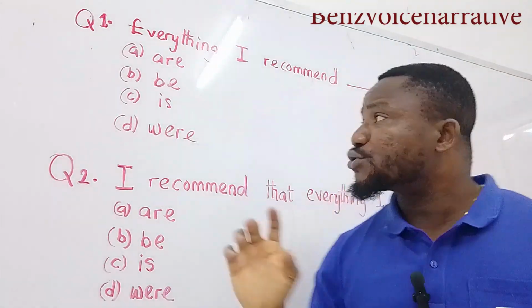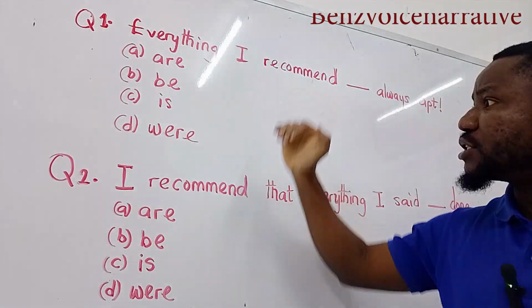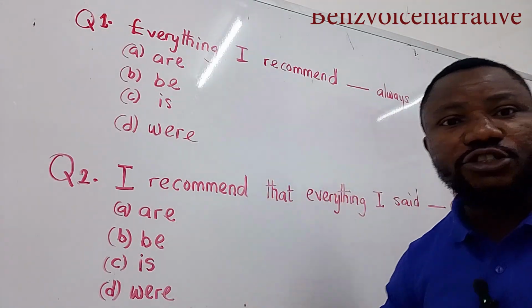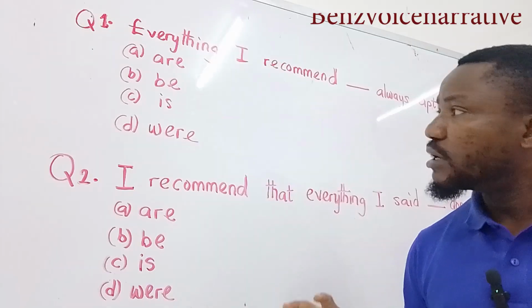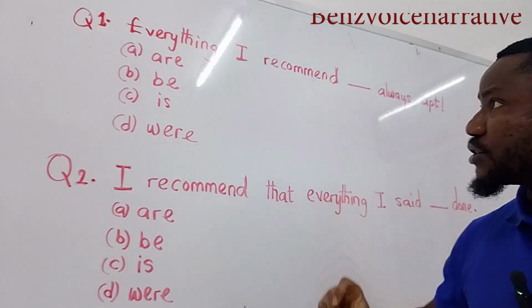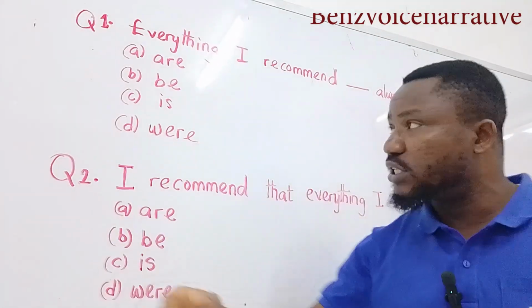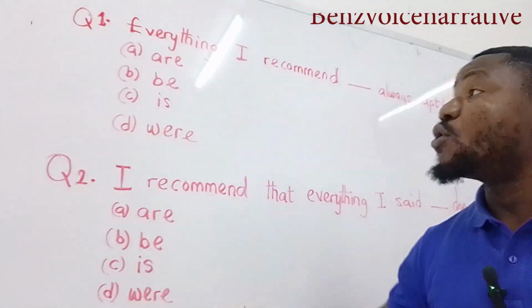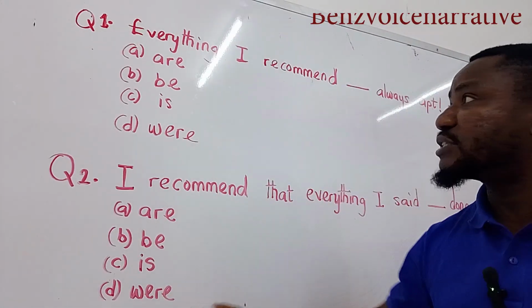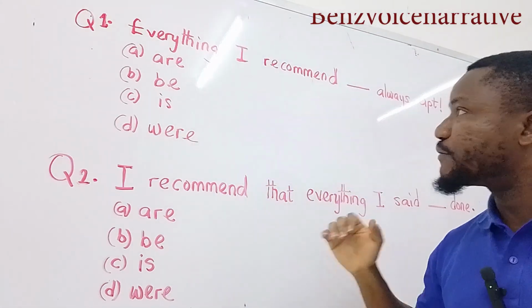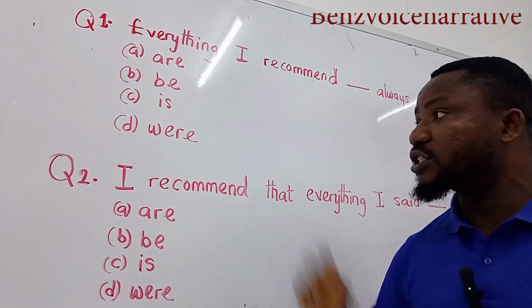By the way, I'd like you to also state in the comment which of these questions is not subjunctive in nature. Let me know which one doesn't have the structure of mandative subjunctive concord. Is it the first question or the second? Or is it the case that the two questions are drawn from mandative subjunctive concord? So let's get to it.